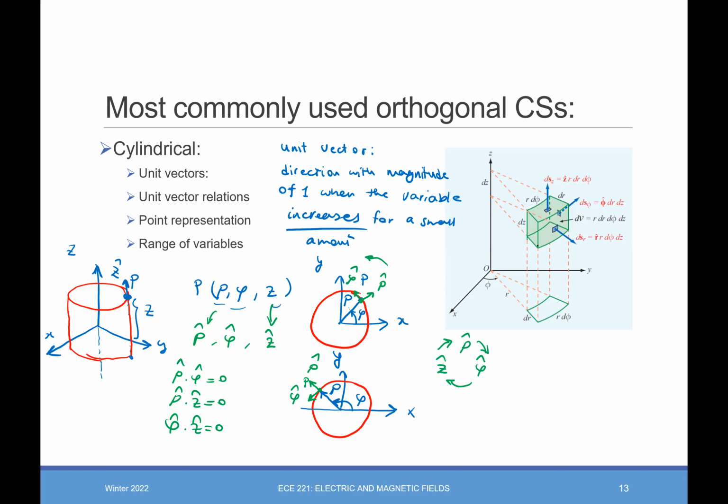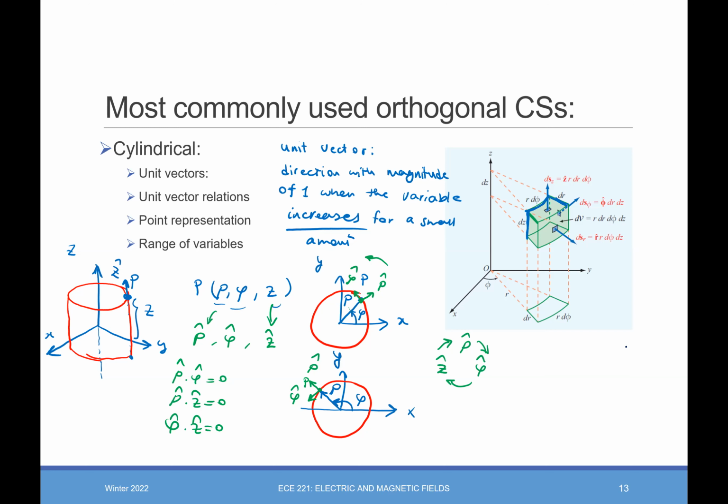And so when we are moving in r direction, dr is going to be like this. This change will represent the change in the radius. This change obviously is going to be dz because it's changing in z direction. Now, something that might not be very clear at the beginning is r d phi.